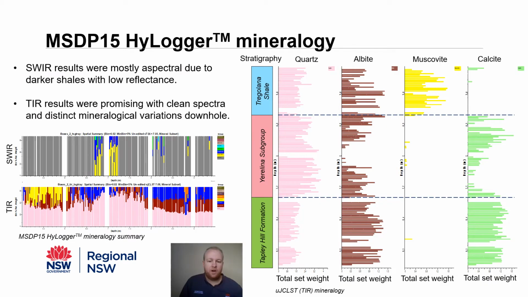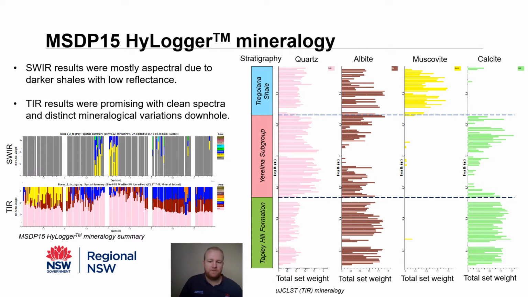Shown here are the HyLogger results from MSDP-15. Unfortunately, most of the SWIR results were aspectral due to the dark colour of the shales which haven't reflected enough light for detection. Instead, we are only seeing the background noise. You can see that in the SWIR plot on the left with mostly grey coloured up.